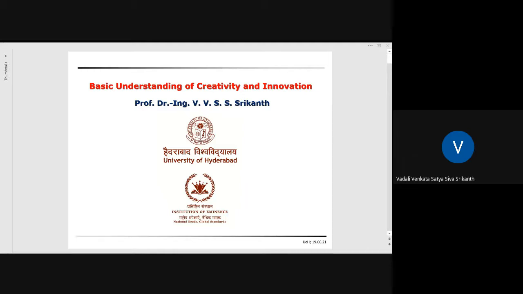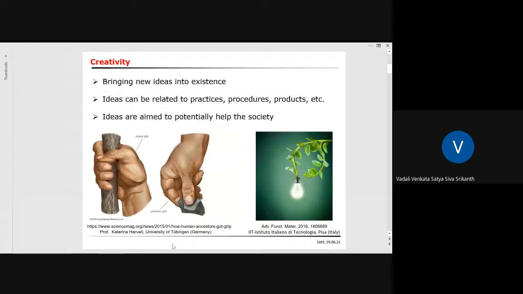Now, let us begin with the definition of creativity.